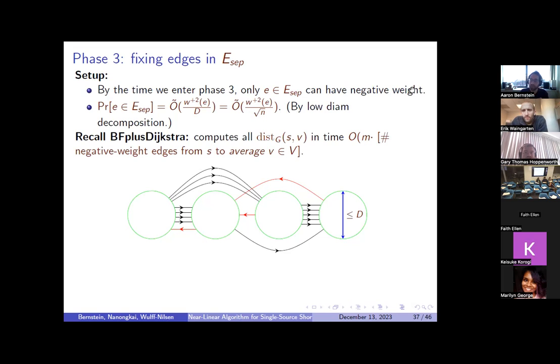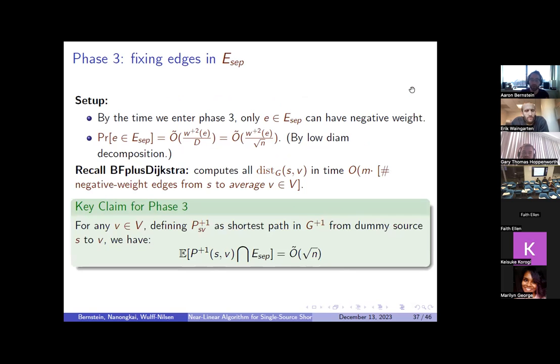But that's exactly what's going to happen here, because the only negative edges are the red edges, and every edge has a low probability of being a red edge, which means that every shortest path in expectation only has a small number of red edges, and so only has a small number of negative edges, and so Bellman-Ford plus Dijkstra will run quickly.